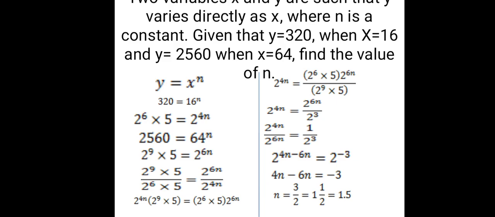Two variables x and y are such that y varies directly as x raised to the power of n, where n is a constant. Given that y is equal to 320 when x is equal to 16, and y is equal to 2560 when x is equal to 64, find the value of n. The value of n is 1.5.